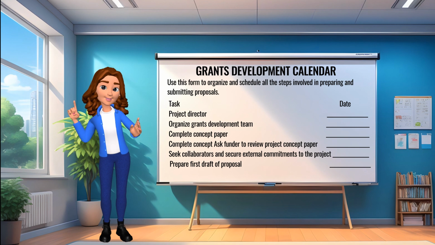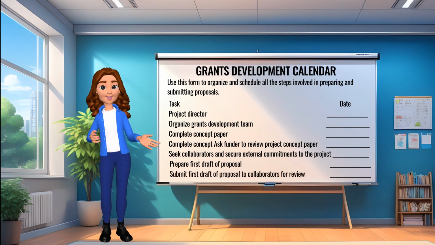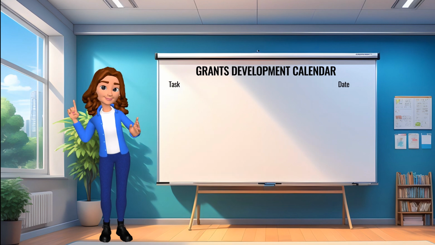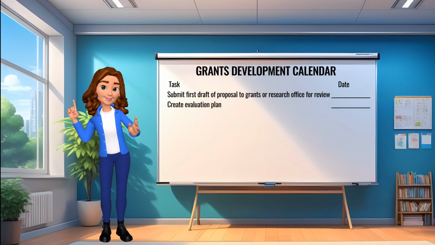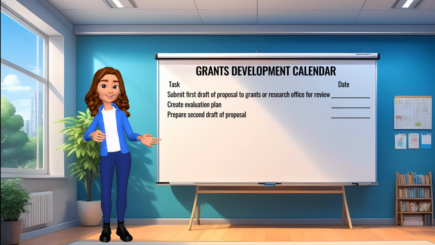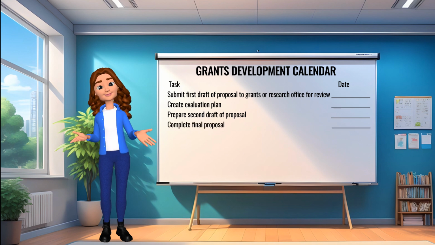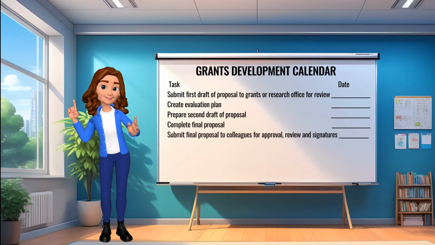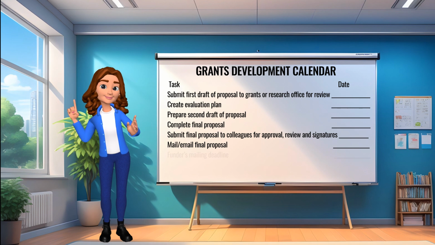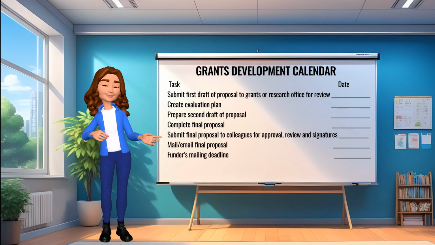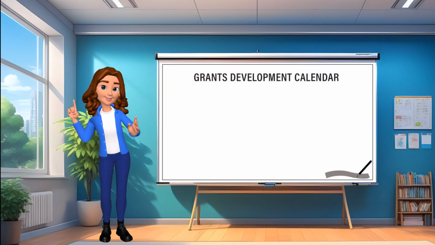Prepare first draft of proposal. Submit first draft of proposal to collaborators for review. Submit first draft of proposal to Grants or Research Office for review. Create evaluation plan. Prepare second draft of proposal. Complete final proposal. Submit final proposal to colleagues for approval, review, and signatures. Mail or email final proposal. Funder's mailing deadline. Grants development calendar.